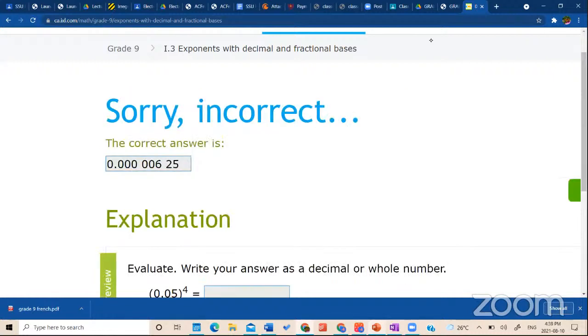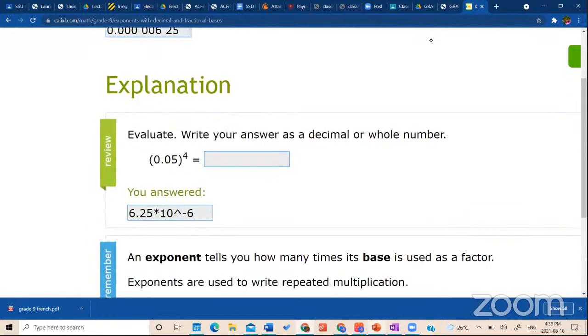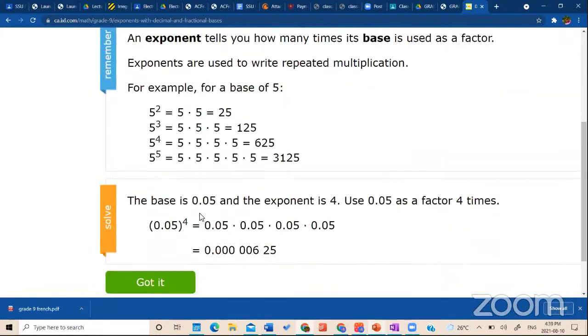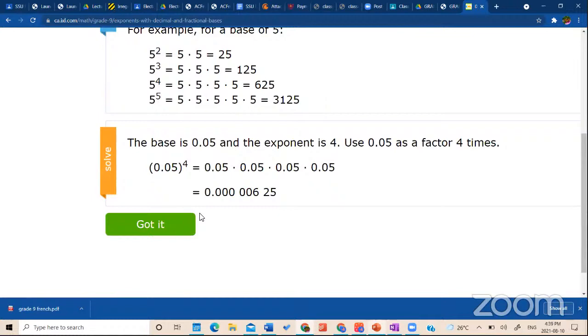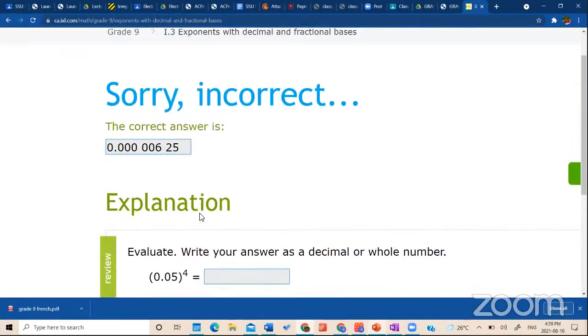Okay, so the problem with this is that it doesn't give us the option to type in an exponent. So we have to write it as a decimal. Let me just show you how you would convert it. Can you tell me your answer again? It was 6.25 times 10 to the exponent negative 6, like that.